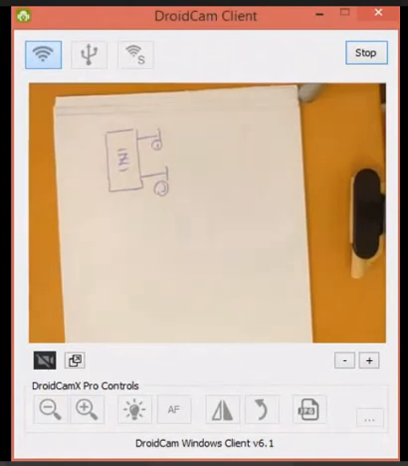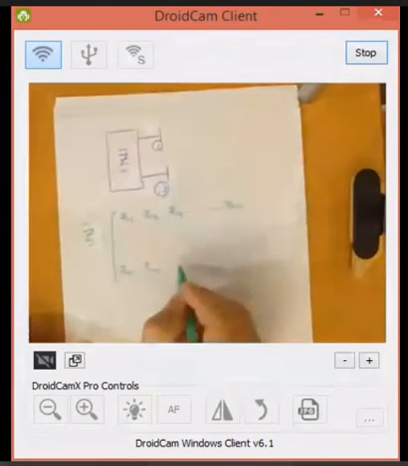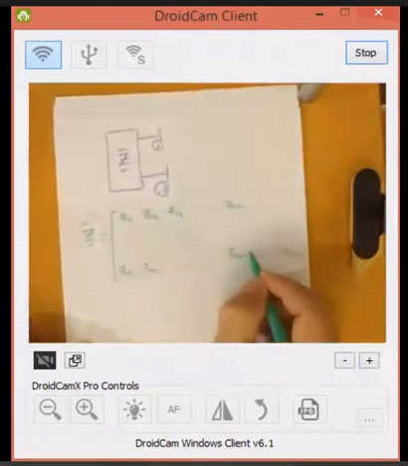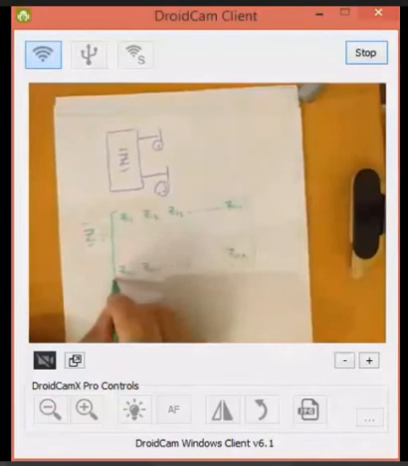For this Z matrix, this is what I have, Z is given: Z11, Z12, Z13, up to Z1m. Similarly, here we have Zn1, Zn2, up to Znn. So the dimension of this one is n by n.